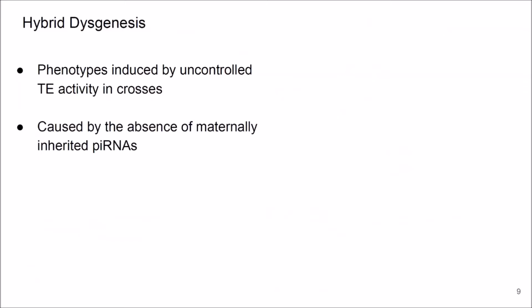So hybrid dysgenesis is something that has been studied a lot, and it's a very prominent example of how transposable element activity can have direct consequences on an organism's fitness. So it's phenotypes in Drosophila, or more specifically Drosophila melanogaster, that are induced by uncontrolled activity of a transposable element. And this activity is caused by the absence of maternally inherited piRNAs.